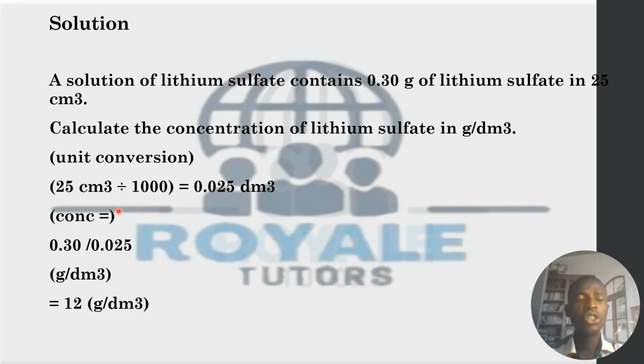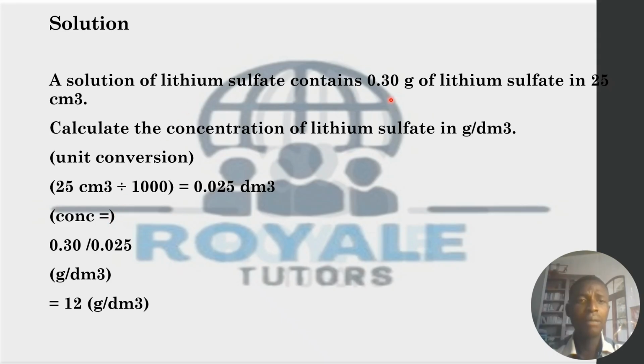The first thing you need to do is convert your volume from centimeter cube to dm cube. And how do you do that? That is going to be divided by 1,000. So 25 divided by 1,000 will give us 0.025 dm cube. Are you there with your calculator to confirm that? That's beautiful.